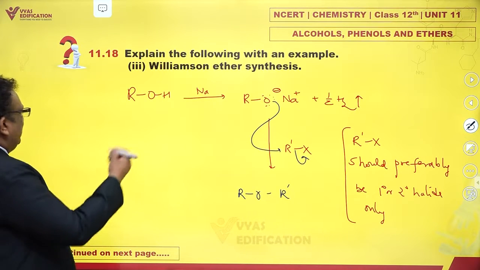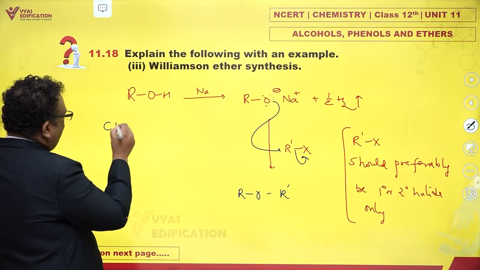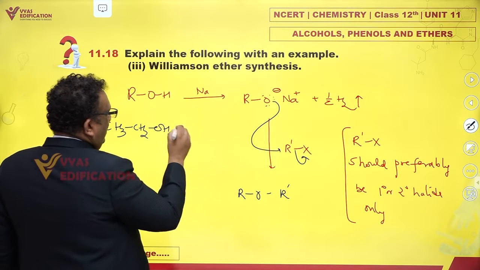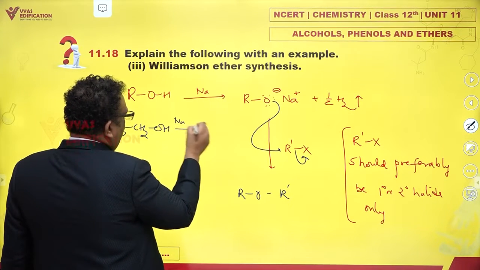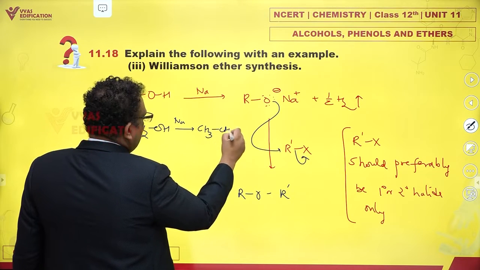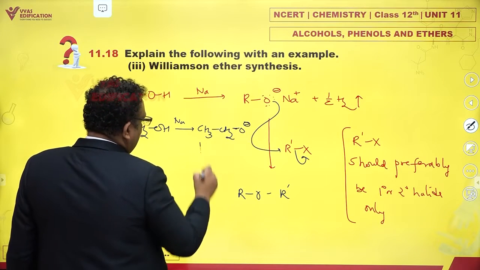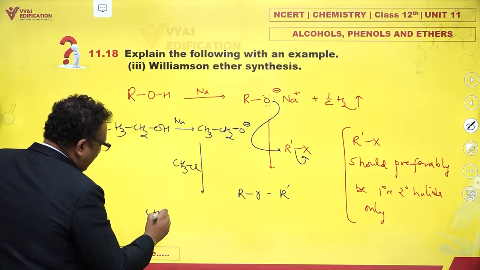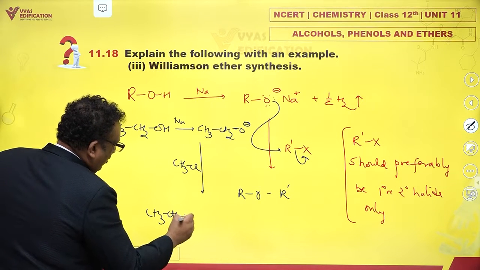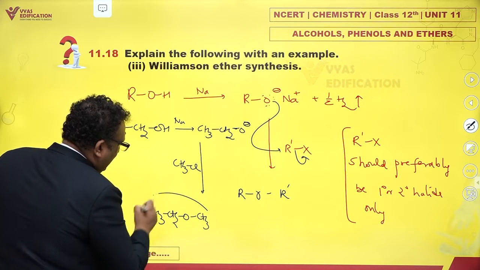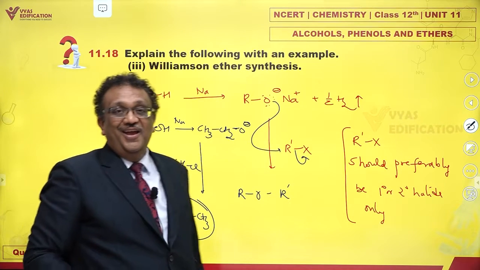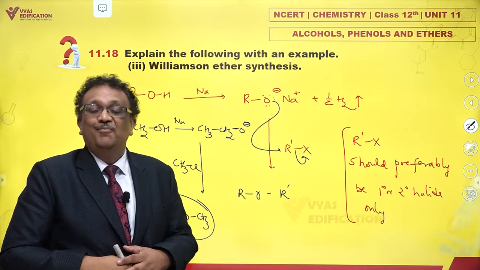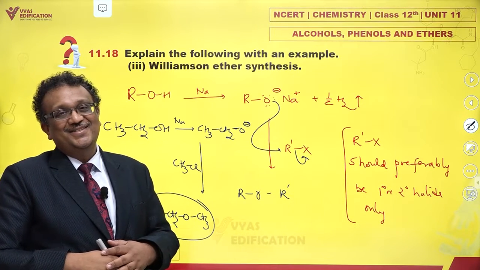We could take many examples, like say if you have CH3CH2OH, you add sodium, you get CH3CH2O minus. You treat this with methyl chloride. You get CH3CH2OCH3, methyl ethyl ether, again a very good example of obtaining an unsymmetrical ether by Williamson's synthesis.